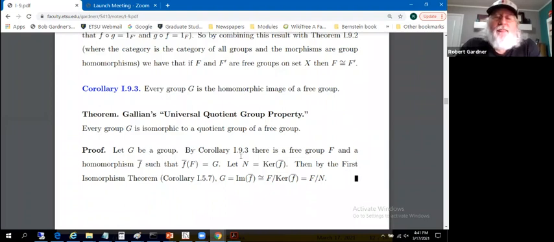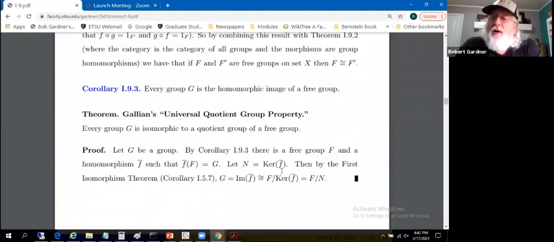Let G be a group. By the previous corollary, we know there's a free group F and a homomorphism F bar such that F bar of the free group equals group G. G is the image under that homomorphism of that free group. Let N be the kernel of that homomorphism.